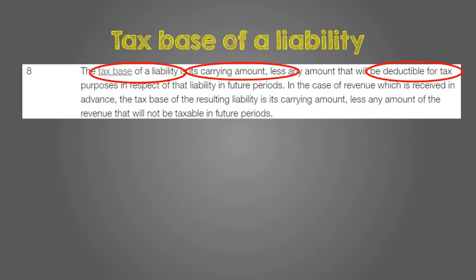However, we get different kinds of liabilities, and that's why we need this second sentence that says, in the case of this liability being revenue received in advance, the tax base will be the carrying amount less any amount of the revenue that will not be taxable in future periods. Because obviously if it's revenue, then there won't be any amounts that will be deductible. Revenue might be taxable. So that's why we need these two different sentences in this formula for the tax base of a liability.